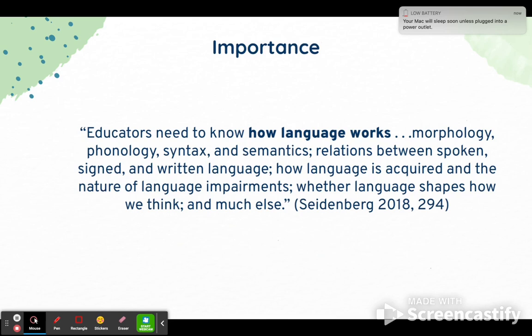Although this seems very simple, it is important to note that unfortunately strategies like this are not taught in teacher prep programs. And as Seidenberg suggests in his last chapter, it's important for educators to know how language works and to feel confident in understanding these strategies.